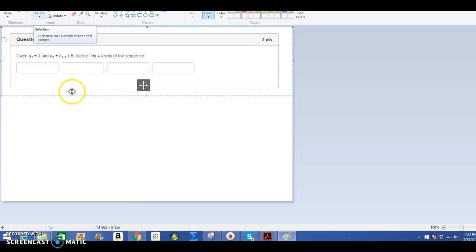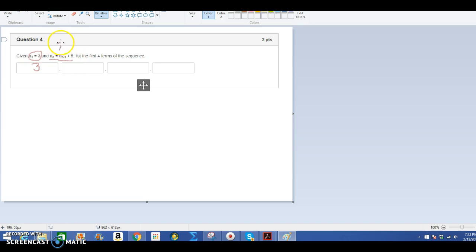All right, I'm going to keep plugging along here. So the next one, I am given some information here in notation, and I'm supposed to list the first 4 terms of the sequence. So I need to be able to interpret this notation here. So remember, a sub 1 is my first term. So that's where 3 goes. My first term is 3. And then here's my formula.